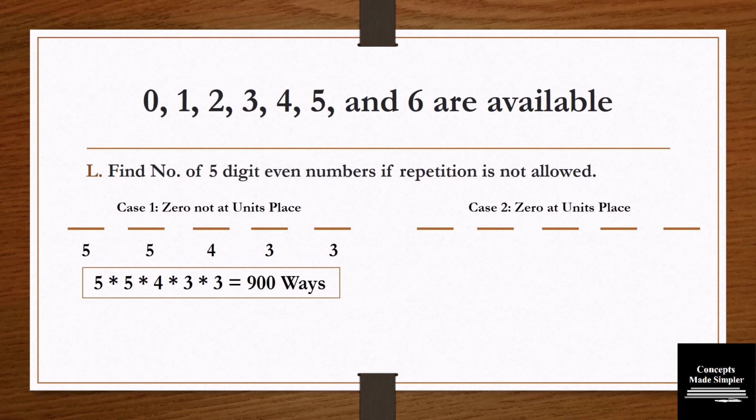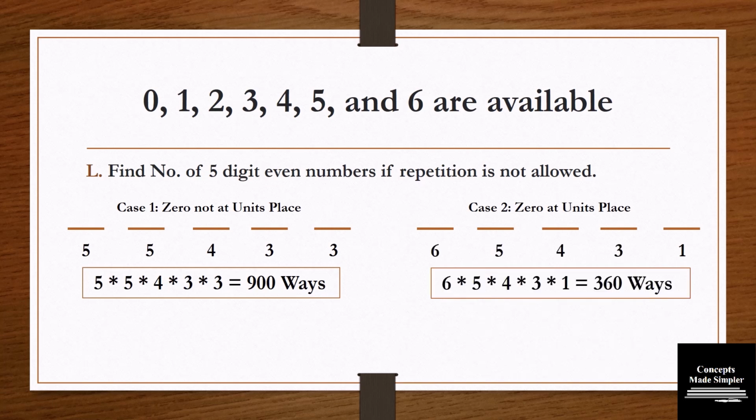Since 0 will always be present in the units place, the number of ways the units place can be filled is 1, and there is no other restriction. So filling the values sequentially, we have 6 into 5 into 4 and 3. So the solution is 6 into 5 into 4 into 3 into 1, which is 360 ways.